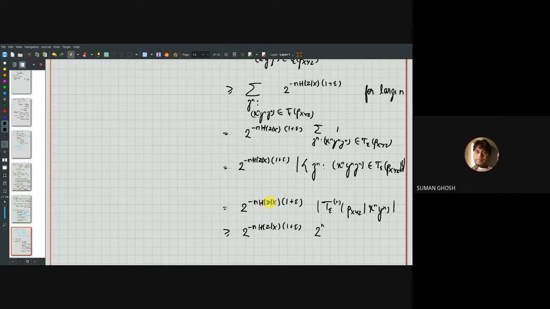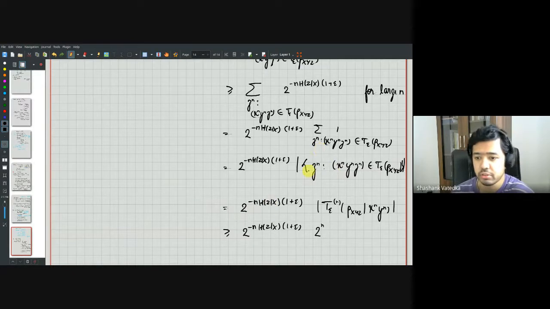Yes, sir. Okay. And so we have the size of this set, and this is precisely the conditional typical set of z given x and y. But do we have a lower bound for this?